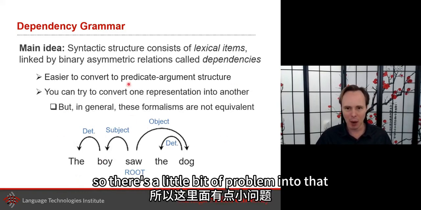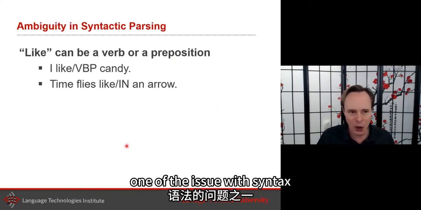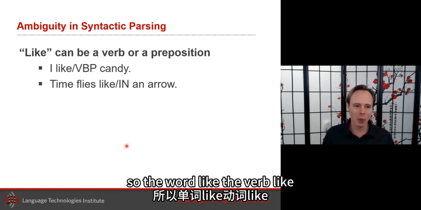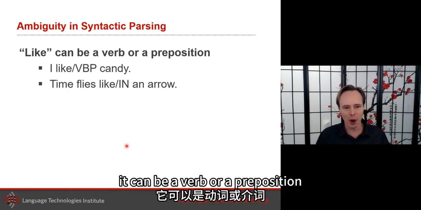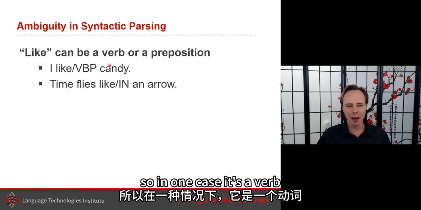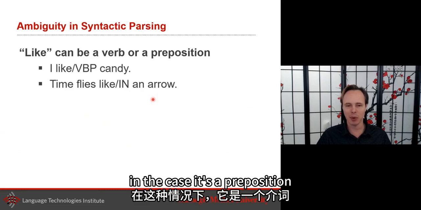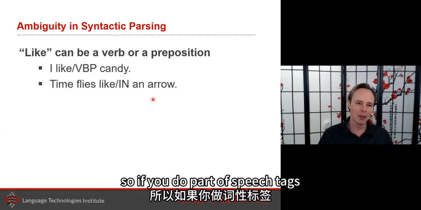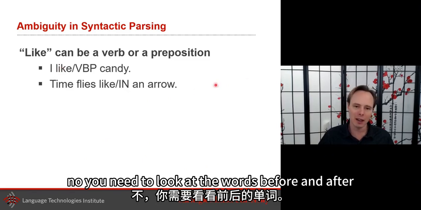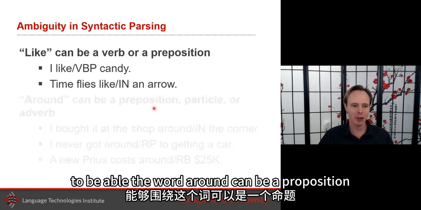So there's a little bit of a problem with that. One of the issues with syntax is that it's sometimes ambiguous. The word like can be a verb or a preposition. I like candy; time flies like an arrow. In one case it's a verb, in the other it's a preposition. So if you do part-of-speech tagging and say, every time I see like, it's a verb, no, you need to look at the words before and after.